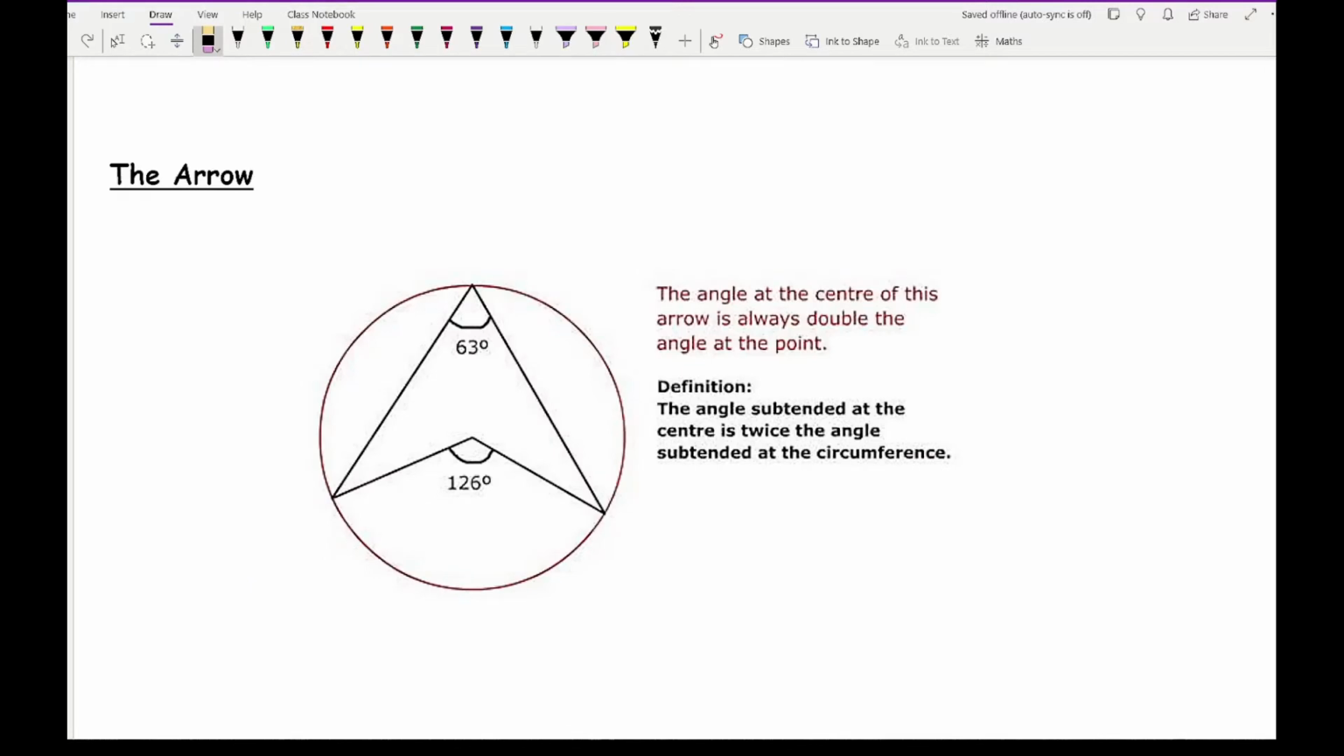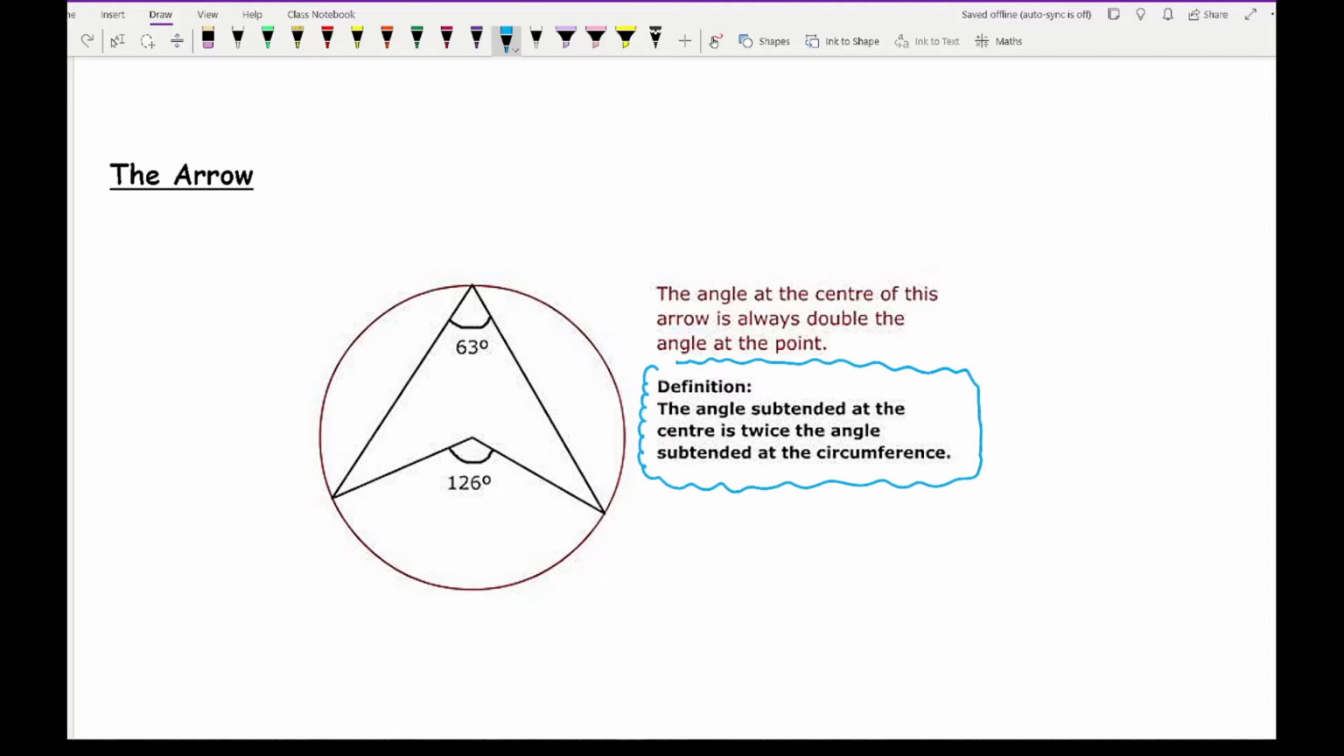Now, the first circle theorem that we'll look at is the arrow, or the arrowhead. This is where the angle at the center of this arrow is always double the angle at the point in the circumference. Now, the proper definition is what you want to quote. So if you were ever asked to give a reason as to why the angle outside the arrow is twice the size of the angle opposite inside, then this is the definition you would need.